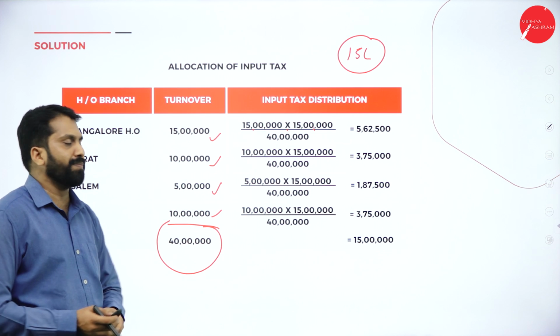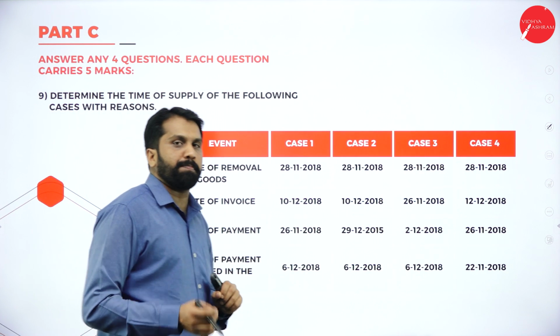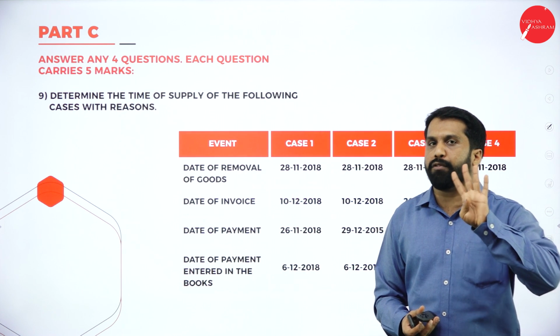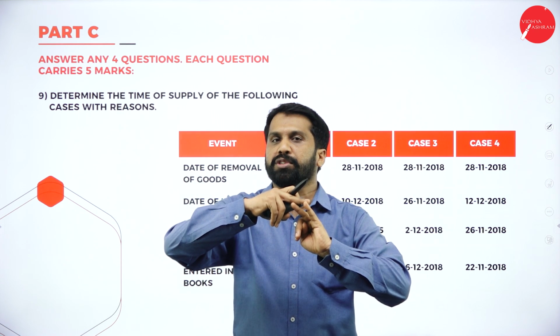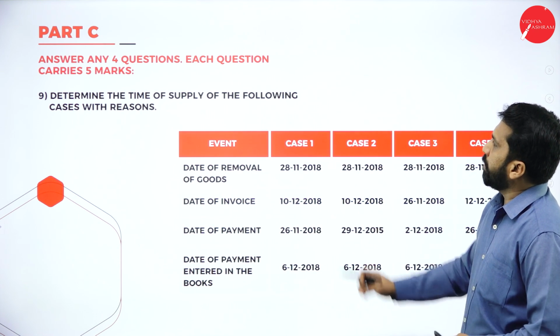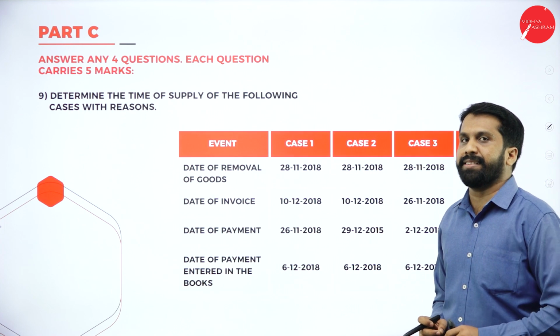Hope you understood. The next thing is part C. We are done with your part B. In part B we had 4 questions. 2 questions are theory and the balance 2 questions are practicals, meaning problems. Now, determine the time of supply of the following cases with reasons.